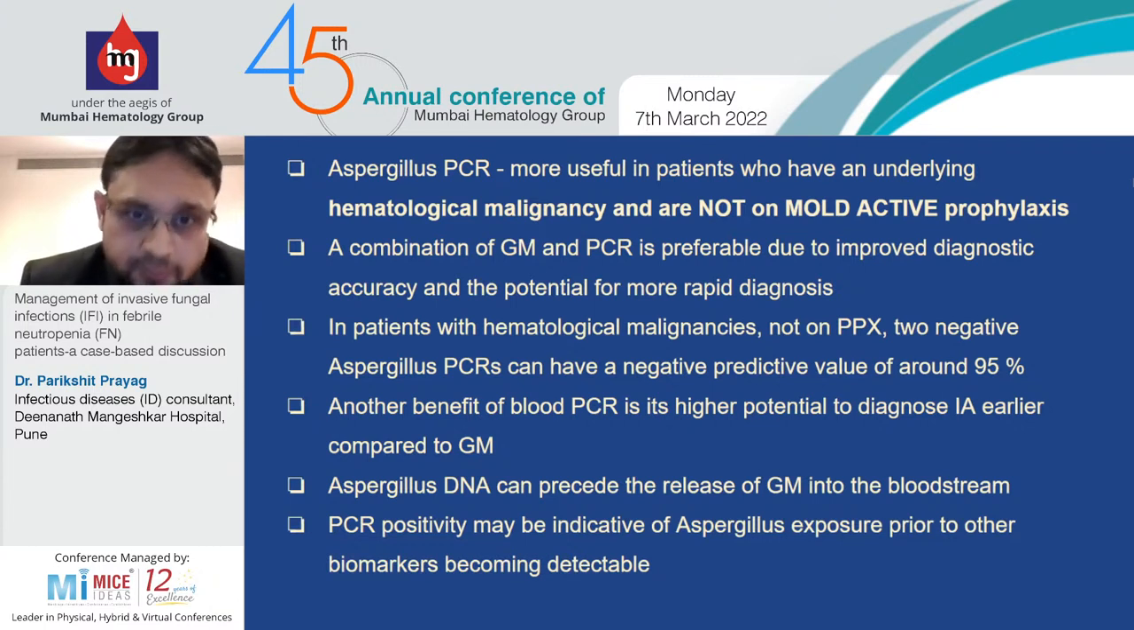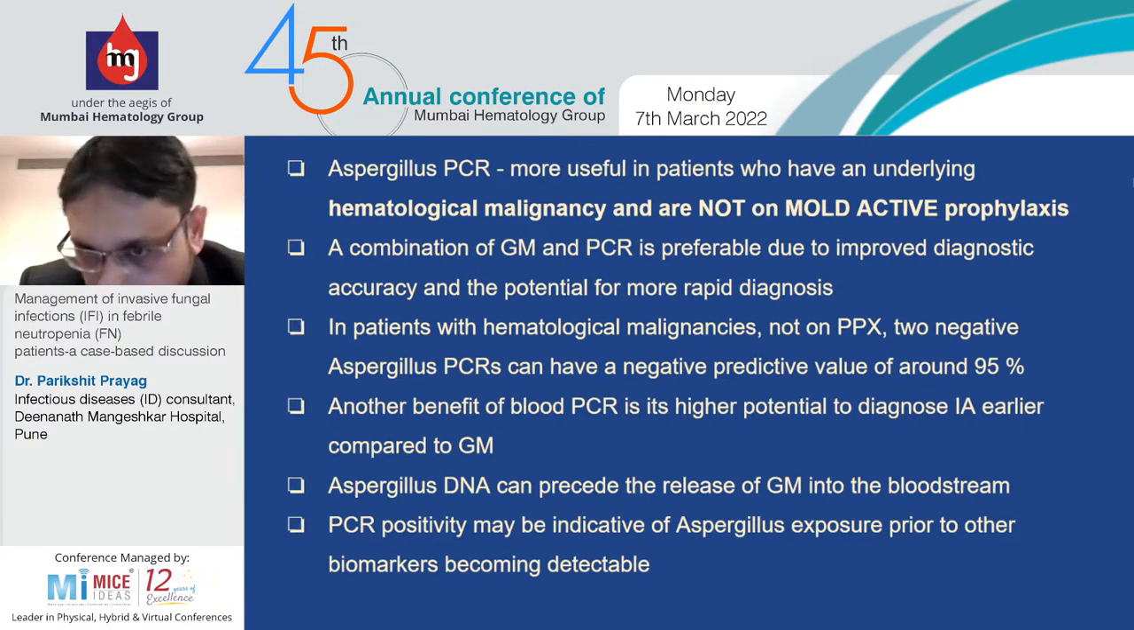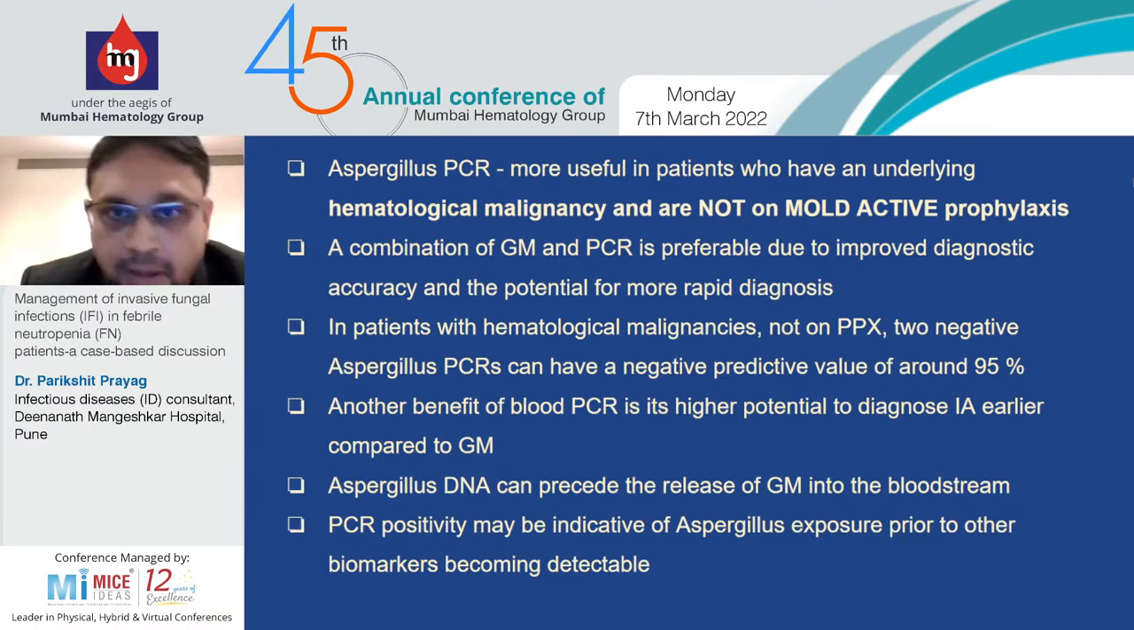Now another benefit of this whole blood PCR is that it has a higher potential to diagnose invasive aspergillosis earlier. If you look at studies, the median time to positivity is slightly lower for a blood PCR, which means that once patients start brewing an Aspergillus infection, the blood PCR can turn positive a little bit earlier than the galactomannan. There are certain species that can be detected, but they will not give you all the species. And there are also certain mutations which can come as a part of the PCR kit, for example CYP51A, a mutation associated with voriconazole resistance. Again, these are additional benefits of getting a PCR upfront.